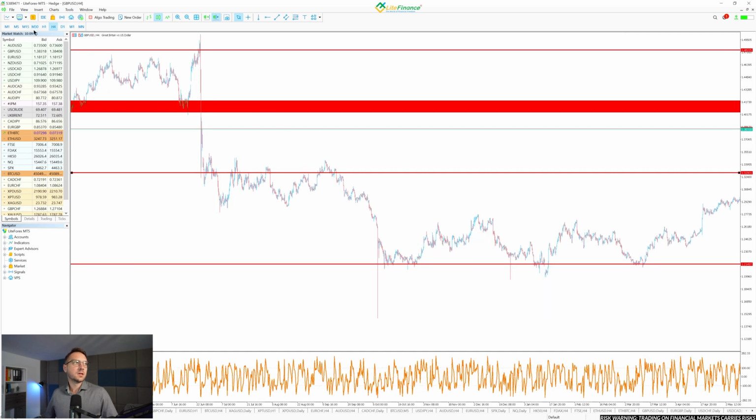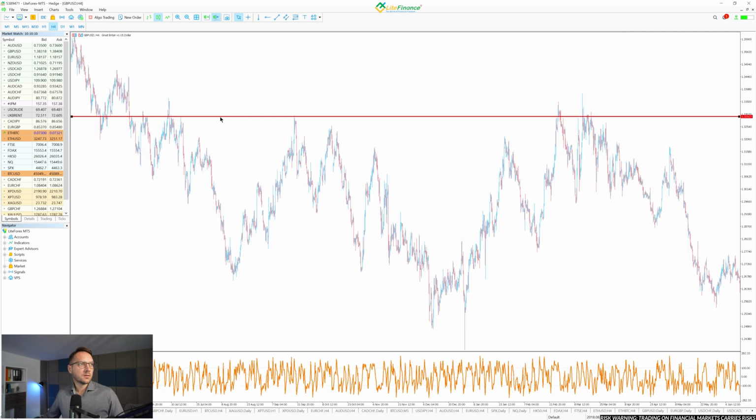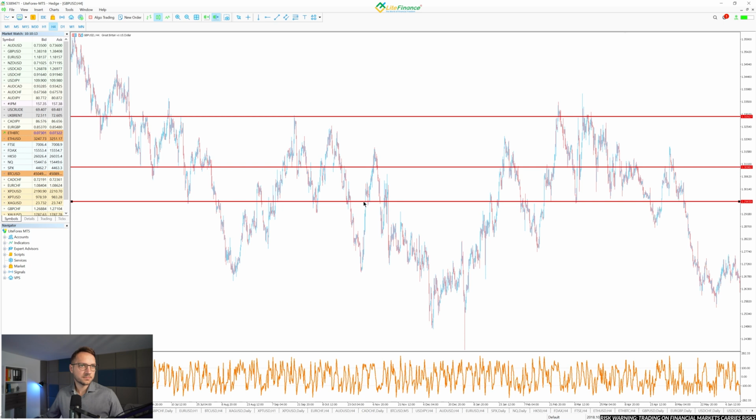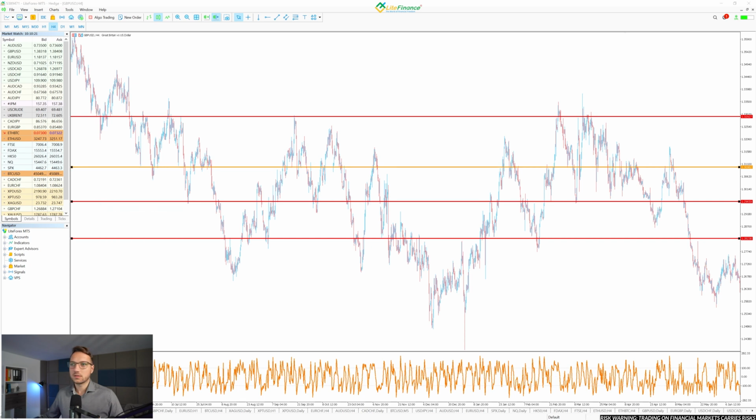Maybe let's take the 4-hour time frame and some resistance and support levels, but let's mark them with a different color. For example, H4, let's mark with orange. So therefore you will know that this one is from the H4, the dark orange. Okay.